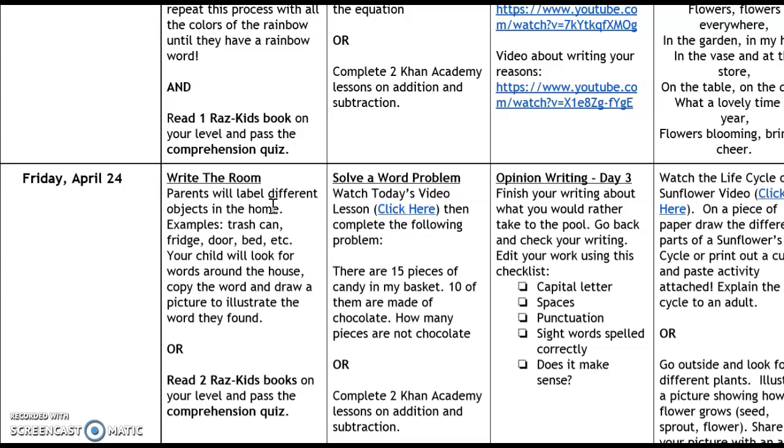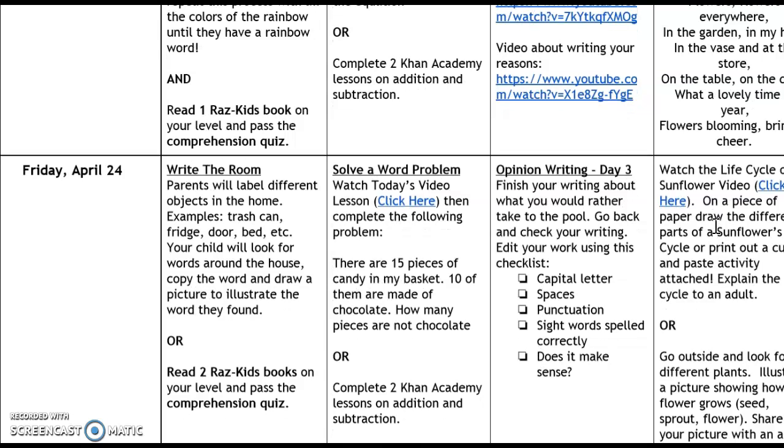You're going to solve another word problem in math. And for your opinion writing today, you're going to work on editing. So you're going to work on rereading your work and looking for capital letters, spacing, punctuation, words that you can spell better. And does this make sense? Okay. And you're going to do the life cycle of a flower on Friday.